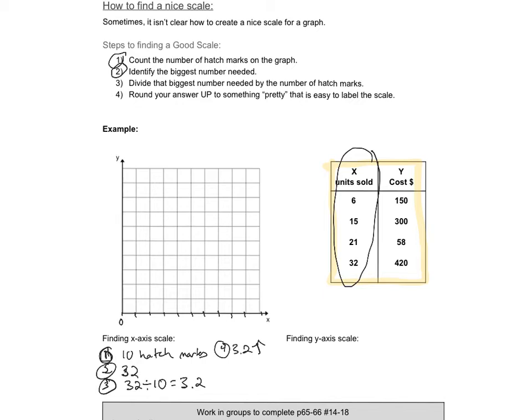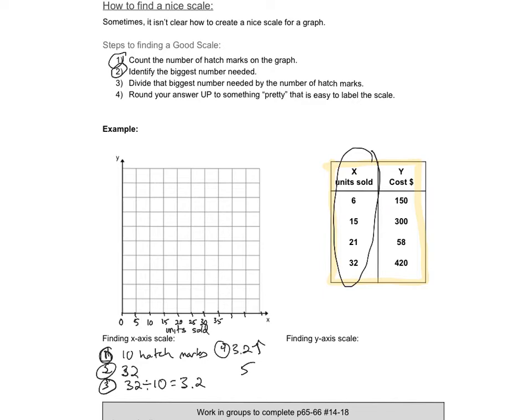In this case, I would go up by 5s because even though I could round 3.2 up to 4, 5's a little easier. So I'm going to make this 5, 10, 15, 20, 25, 30, 35. And I go at least past the largest number, which was 32. I'm also going to, at this time, label that this is units sold, just so I don't forget.